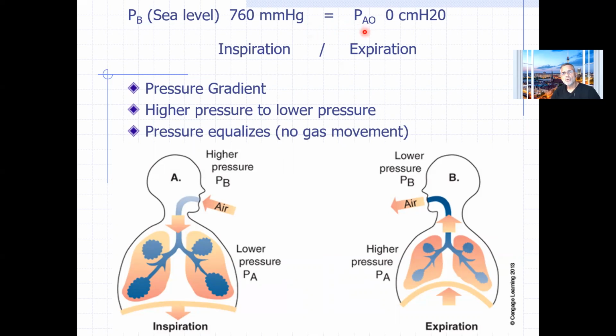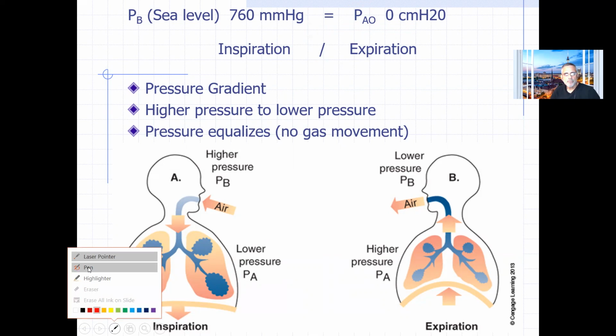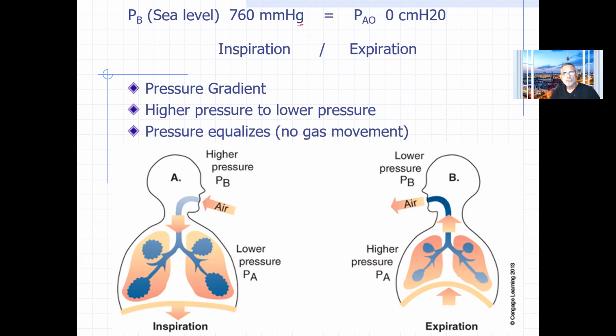Now, what I also want you to note is now we're starting to talk about pressure, and we're starting to talk about breathing patterns. Notice that our pressure unit is going to change from millimeters of mercury to centimeters of water pressure, cm H2O. So when we're talking about airway pressures and breathing patterns, we're now going to change the standard to centimeters of water.